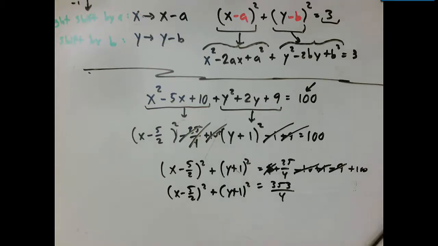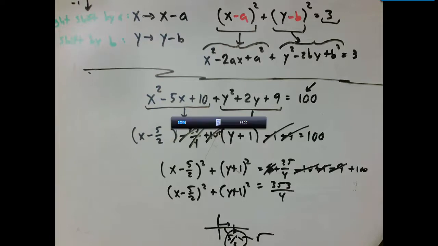So at the end here, we've got an equation that describes a circle that's been shifted right by 5 halves. It's been shifted down by 1, because it's like subtracting negative 1. And then the radius is the square root of this thing. 353 divided by 4 is 88 1/4, so it would be roughly the square root of 88. So that's the big picture.